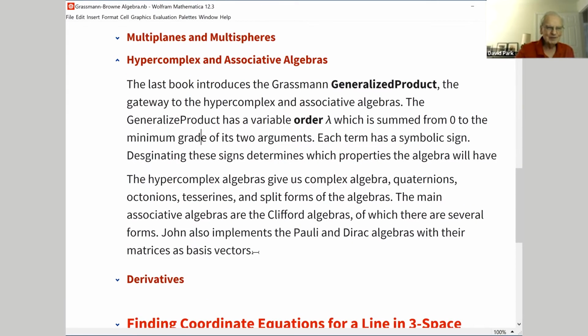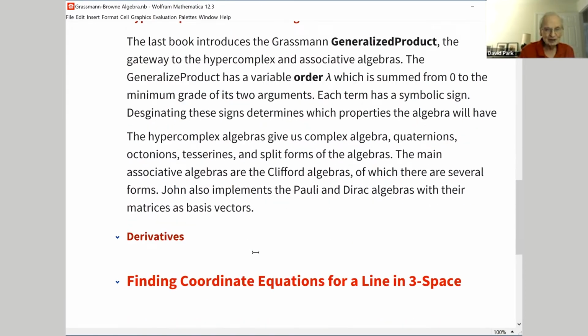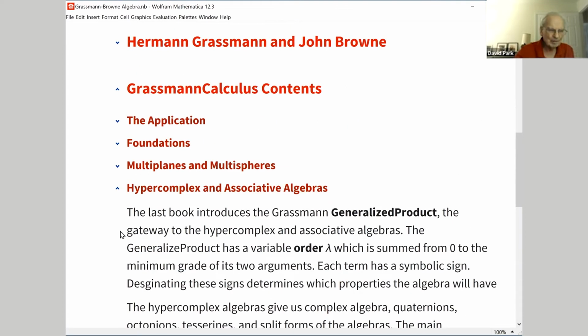The hypercomplex algebras give us complex algebra, quaternions, octonions, tessarines, split forms of the algebras. The main associative algebras are Clifford algebras, of which there are several forms. John also implements the Pauli and Dirac algebras with their matrices as basis vectors.